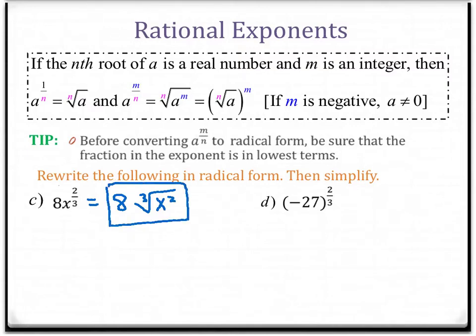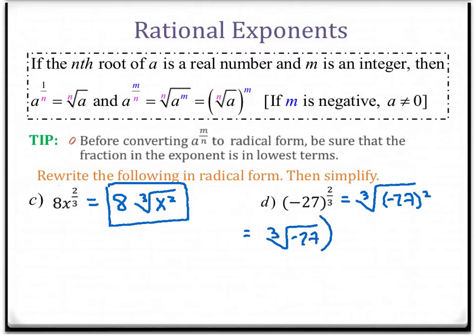Now in part D, I have negative 27 to the 2/3 power, so rewriting that, I can write it in two different ways. I can write the cube root of negative 27 to the 2nd power, or I can write the cube root of negative 27 and then the entire radical raised to the 2nd power. Now this second way of writing it is going to be more helpful for me in this example. Because I have a cube root of negative 27, it's negative 3, and then I just square the negative 3, so positive 9 is my final answer.